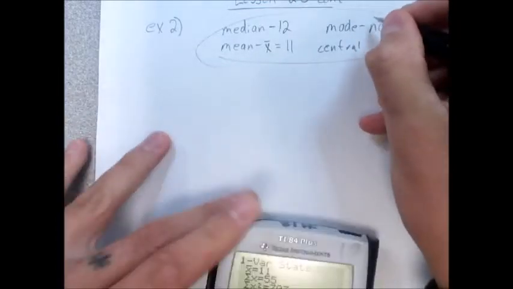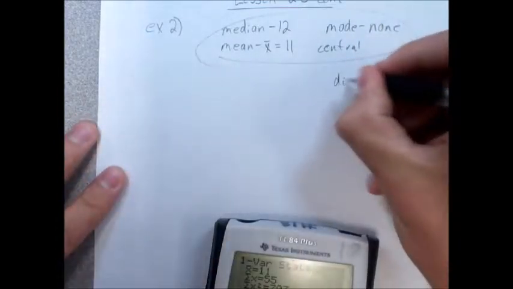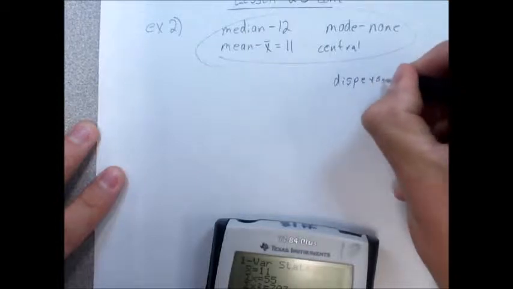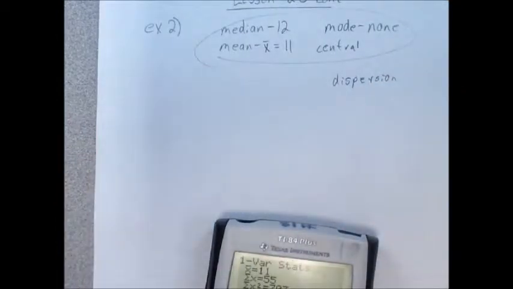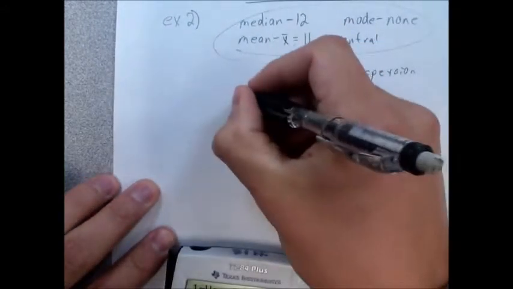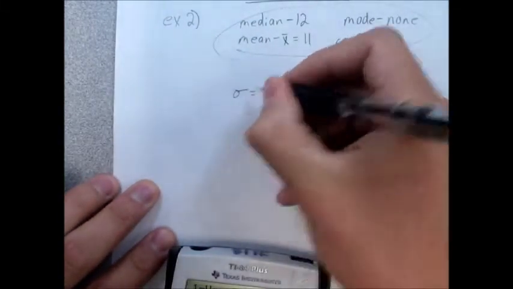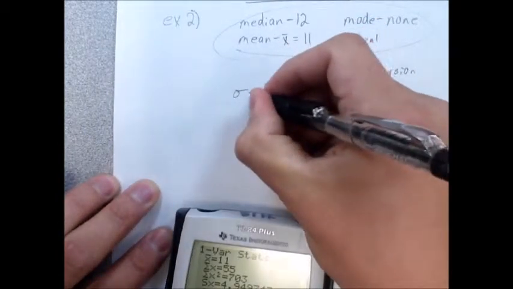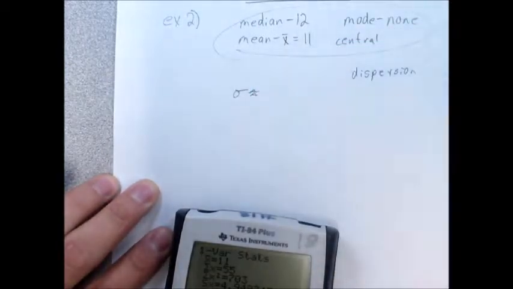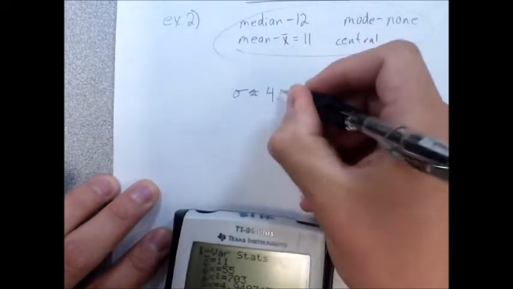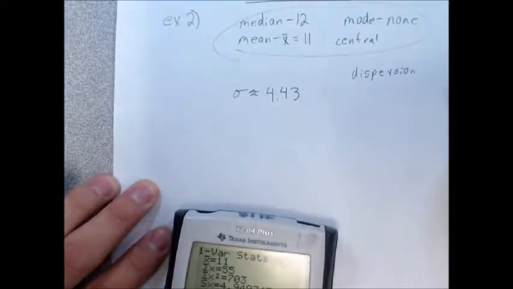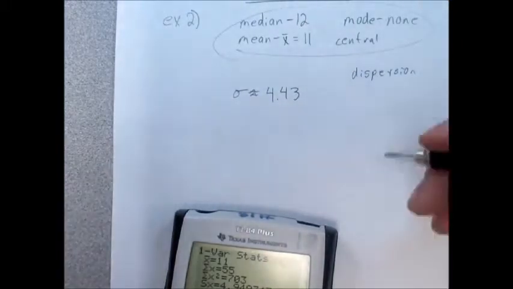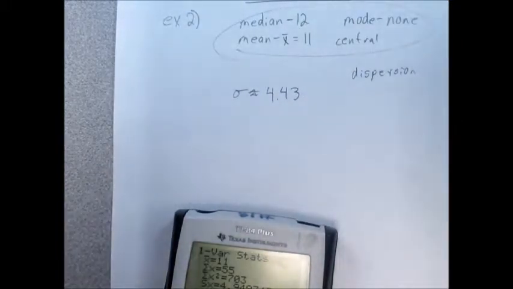Now we're looking at measures of dispersion for the next one. So dispersion is the 3 that we just listed above. So we're going to find our standard deviation, our sigma. Okay, so our standard deviation here is 4.427188724. I'm going to give an approximation for this, so I'm going to change my equal sign to an approximation. I'll round it to the hundredths, 4.43.